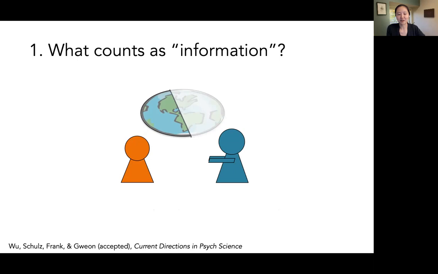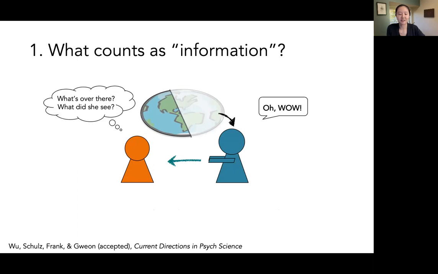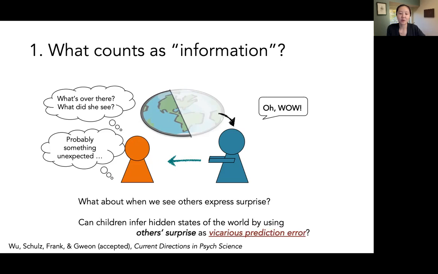But consider this case where the learner doesn't have access to some parts of the world and observes another person express surprise. If the learner understands something about what makes people surprised, then the learner can immediately start wondering, well, what's over there? What did that person see? And infer that there's probably something unexpected behind where they cannot see anything, even though they can't see exactly what's there. So the question is, how do children learn from emotional expressions of other people? And in particular, how do they use surprise expressions as information that provides some evidence about hidden states of the world? And can they use other people's surprise as vicarious prediction error?